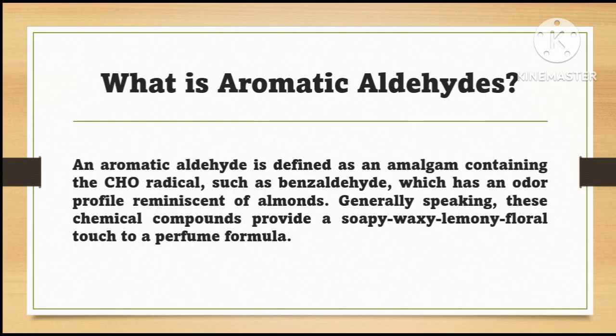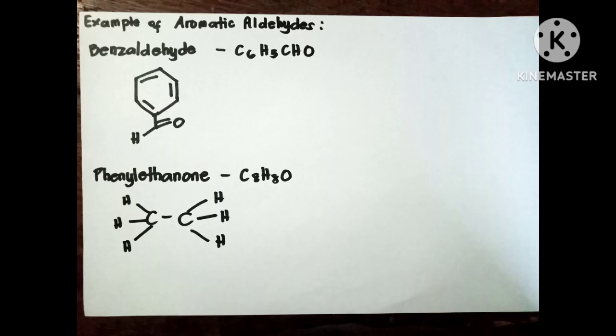What is aromatic aldehydes? An aromatic aldehyde is defined as an amalgam containing the CHO radical, such as benzaldehyde, which has an odor profile reminiscent of almonds. Generally speaking, these chemical compounds provide a soapy, waxy, lemony, floral touch to a perfume formula.